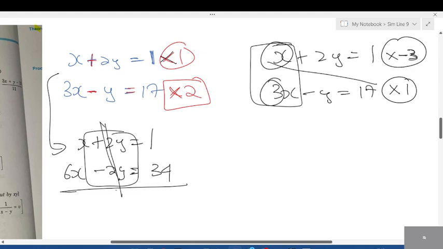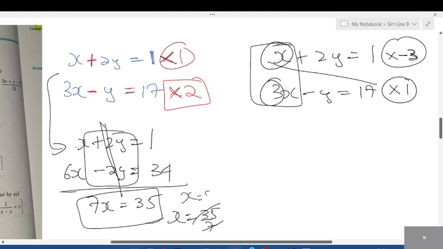It becomes 0. What is 6x plus 1x? 7x. 34 plus 1? 35. This is easier than the substitution method. The only thing is you should know how to multiply the coefficient. Okay, this is for x, students. Then what will be the value of x? 35 divided by 7 is equal to.